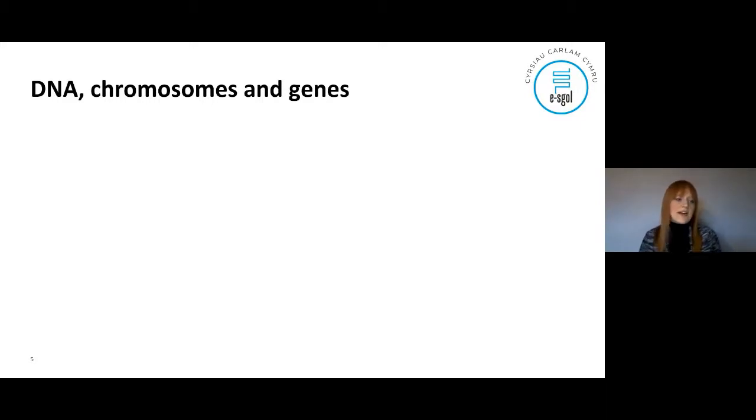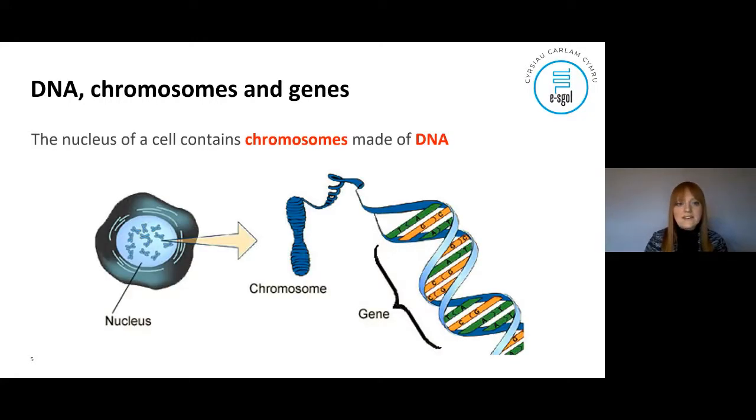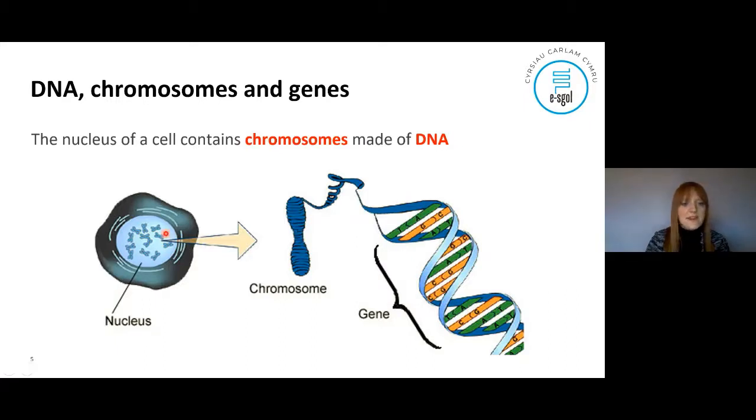First thing that we're going to look at then is DNA, chromosomes and genes. What is the relationship between these three things? First thing we've got to think about is where our genetic material is found. Our genetic material is found in the nucleus of a cell. So this here is our nucleus. Okay, so this is the nucleus of the cell, and we can see inside then we have chromosomes.